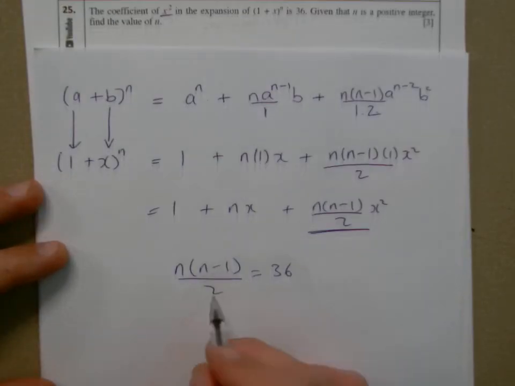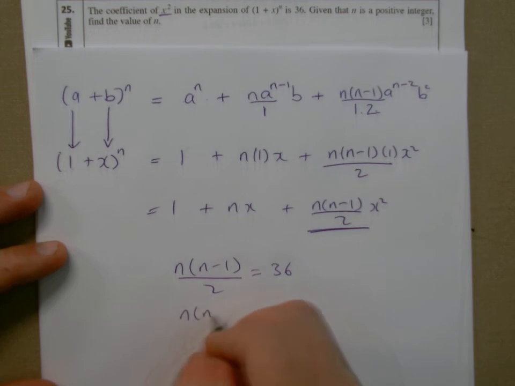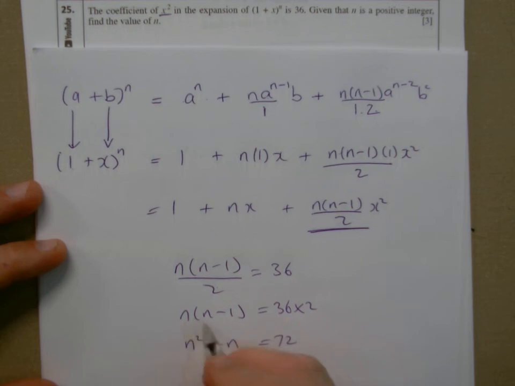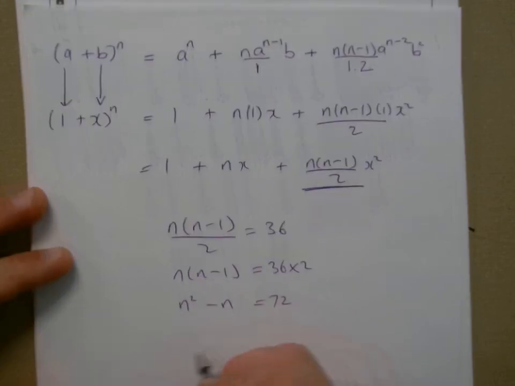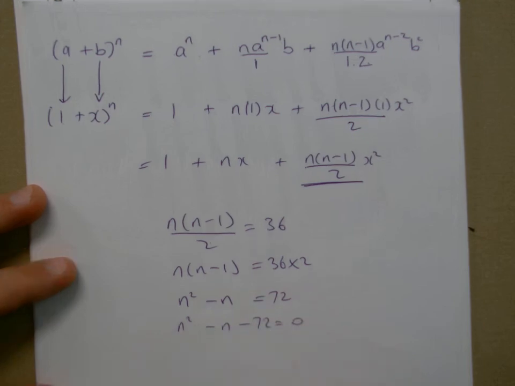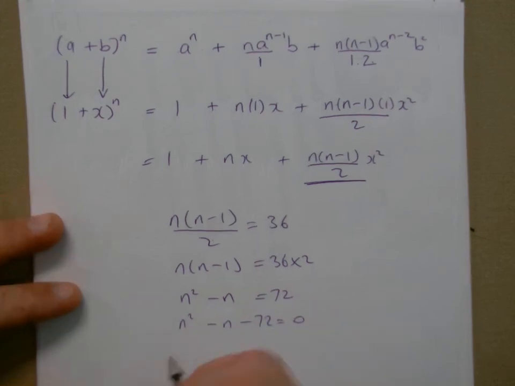This is an equation. Take the 2 up: because I'm dividing by 2 here, I'll times by 2 here. And I can multiply this bracket out, so I'll have n squared minus n equals 72. And if I get this on the other side, I'll have a quadratic. With a quadratic, I can have 2 brackets, and I'll be able to find 2 values now.